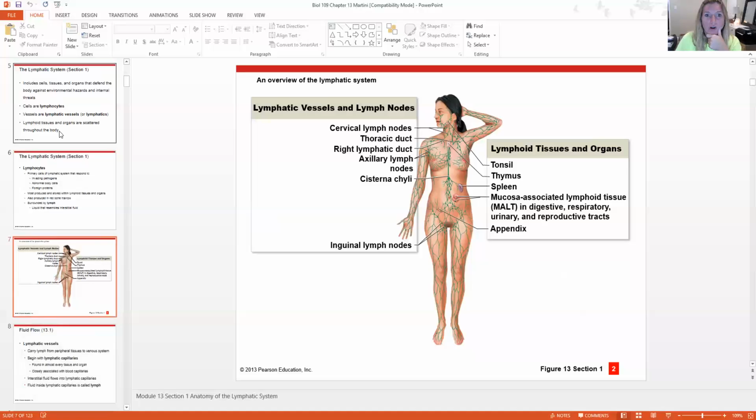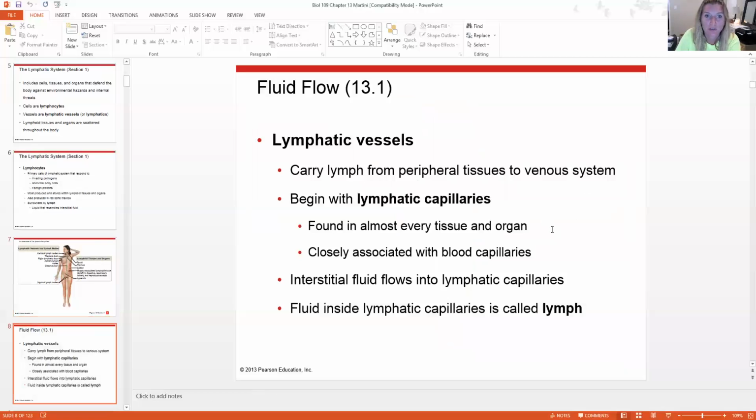So here are all of the parts of our lymphatic system. You have lymph nodes, you have some ducts, the cisterna chyli, which we'll talk about, tonsils, thymus, spleen, mucosa-associated lymphoid tissue or MALT, and the appendix. All of these are lymphoid tissues.